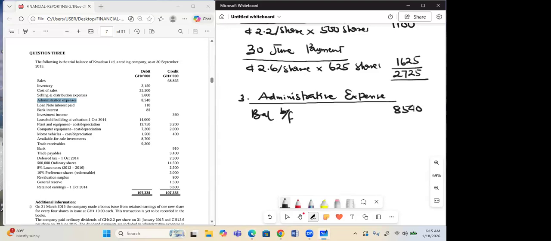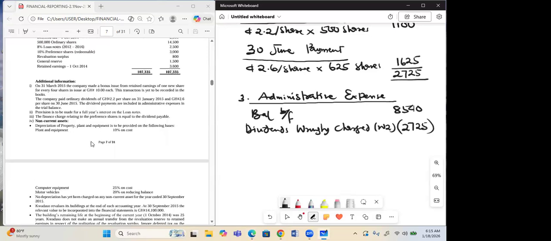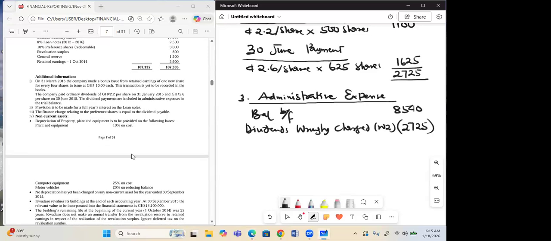Now we have to take the dividends out. So dividends wrongly charged, which we've calculated in working, 2,725. We'll take it out. But you know, administrative expenses and cost of sales, more issues can come, so we leave enough space for it. Then we continue. Go ahead with the footnotes.